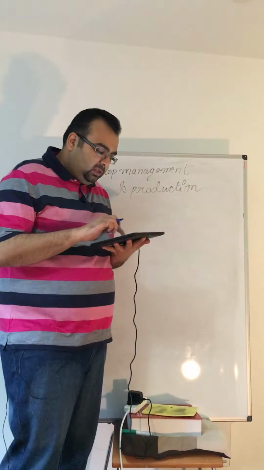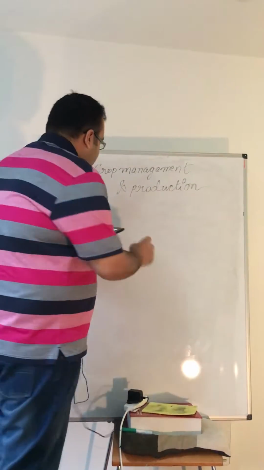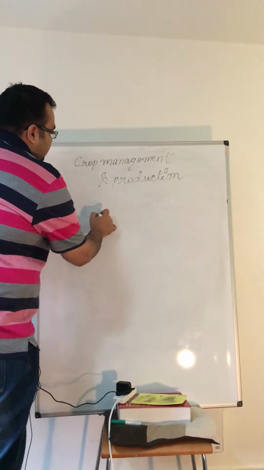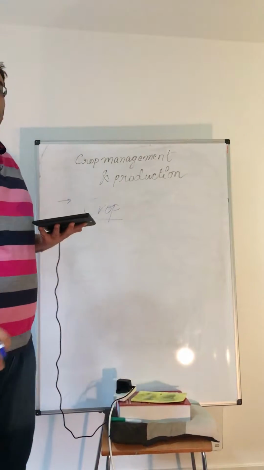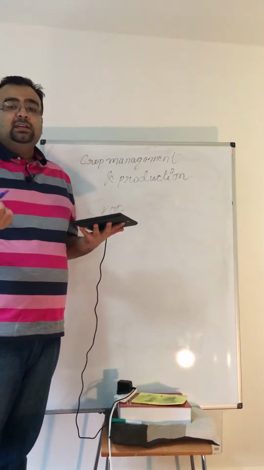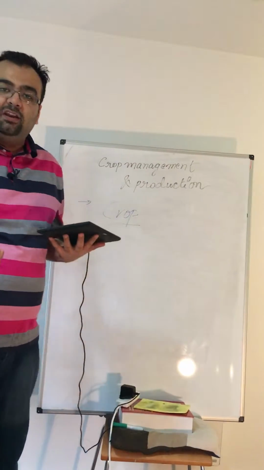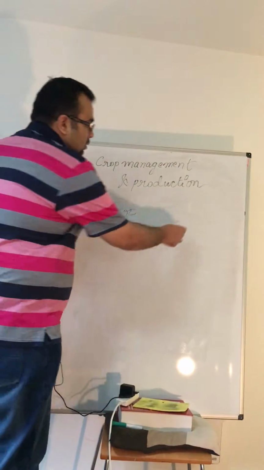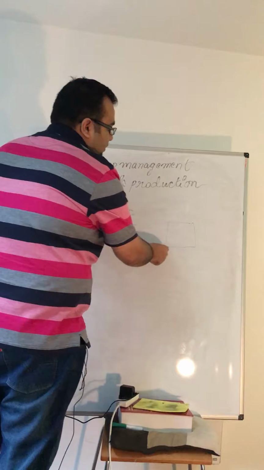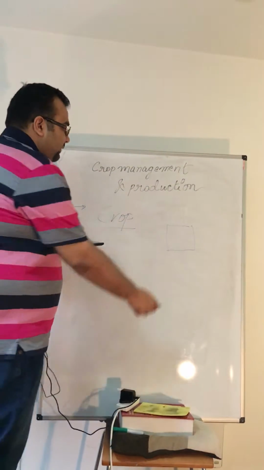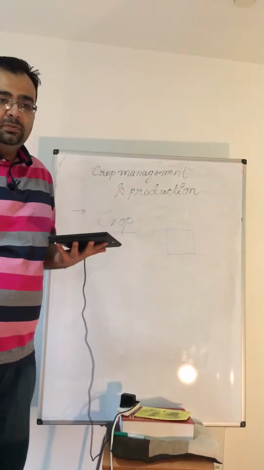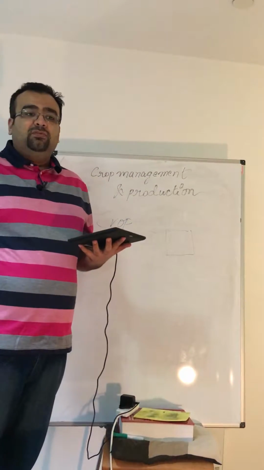Moving further, what is a crop? So the first term that you need to understand is a crop. Any plant, a single type of plant in fact, that is being grown over a particular land plot is a crop. So you can have a field of wheat crop or a rice crop, coffee, anything.